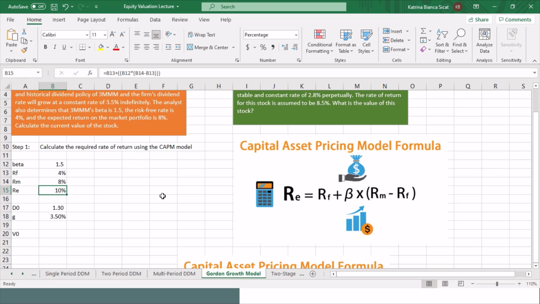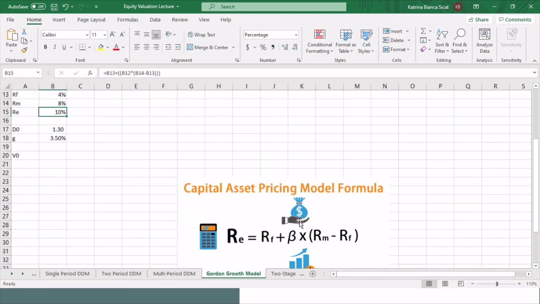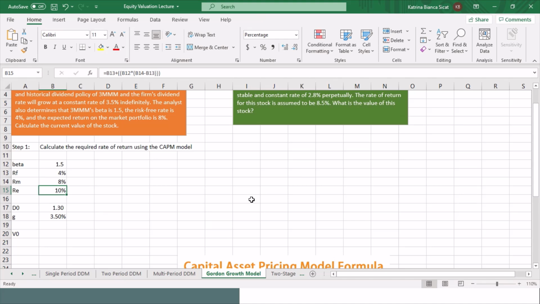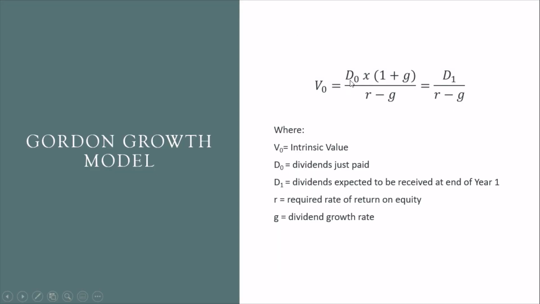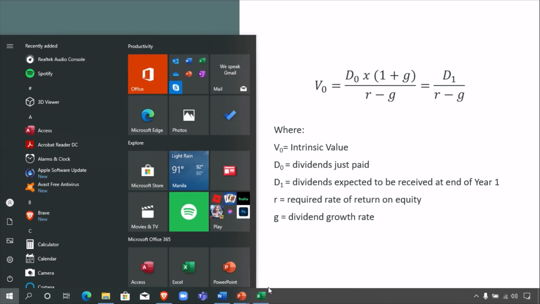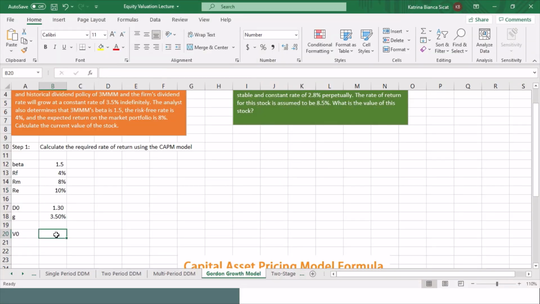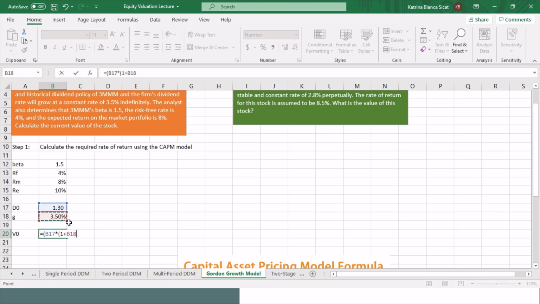Pwede na nating computein yung ating intrinsic value using the... meron naman pala dito. Kinopya ko pa, meron pala. We can now use the formula of the Gordon growth model, which is, balikan natin, your dividend, your latest dividends multiplied by 1 plus your growth rate. Okay, unahin natin yan. Dividends multiplied by 1 plus growth. Okay. Equals your dividend, which is 1.3 multiplied by your 1 plus the growth rate, which is 3.5.